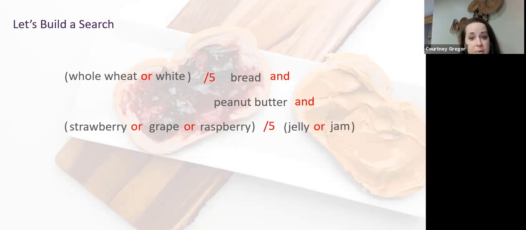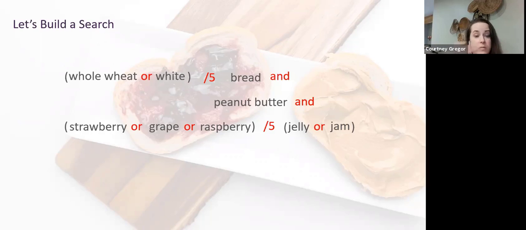So my sandwich is looking pretty good. I've got whole wheat or white bread. I've got peanut butter, any kind, because I don't really care. And I've got either strawberry jelly or jam, or grape jelly or jam, or raspberry jelly or jam. Now, let's say that when I'm looking through these results or these different recipes that I'm getting back, I'm finding that some people put banana on their peanut butter and jelly sandwich, and that sounds disgusting to me.